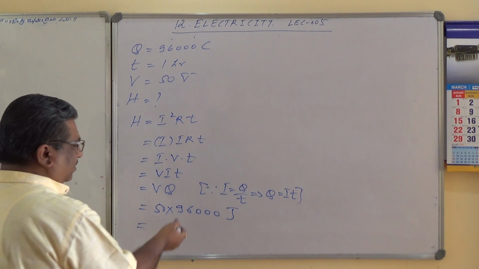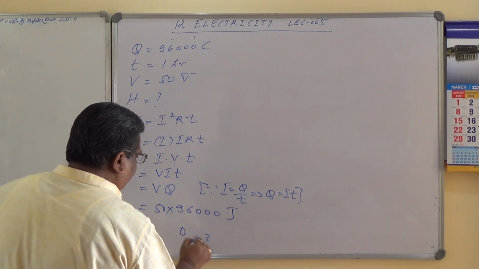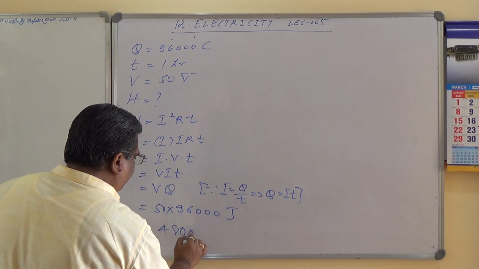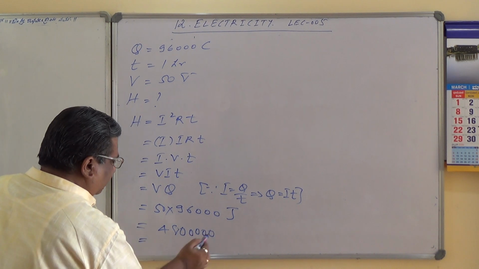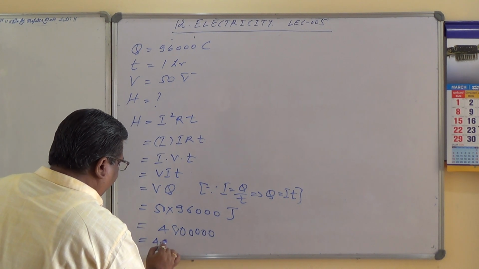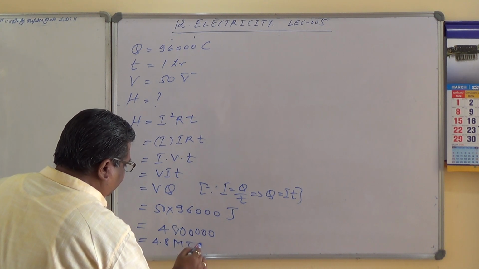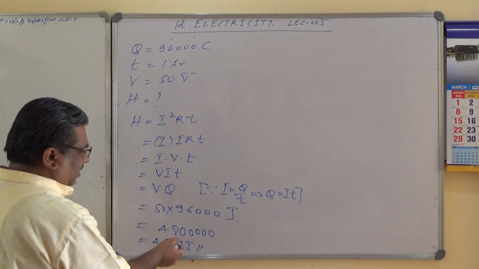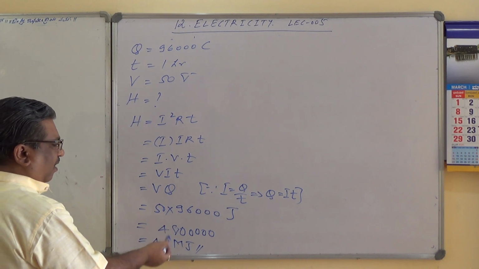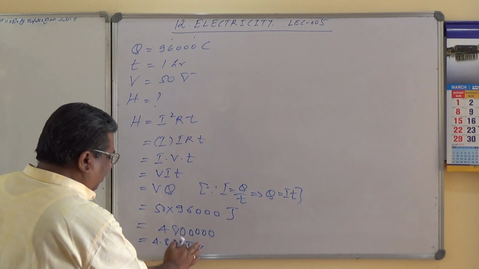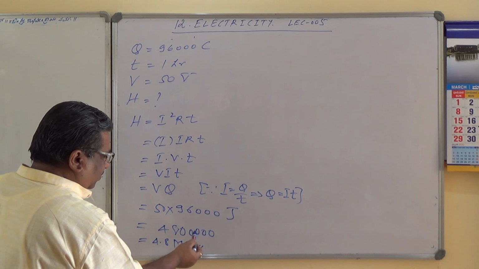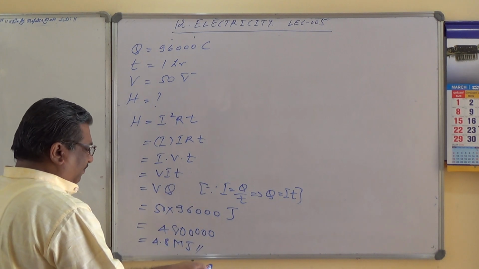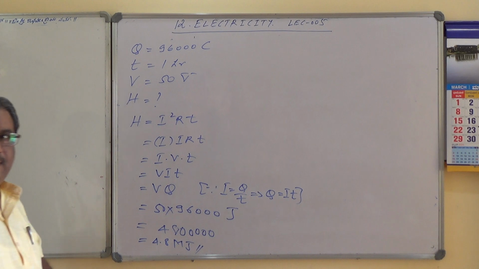Okay, is that it? So this will be 1, 2, 3, 4, 1, 2, 3, 4, which equals 4.8 megajoules, or 4,800 kilojoules, or 4.8 into 10 to the power 6. 1, 2, 3, 4, 5, 6. So 6 places, 10 to the power plus 6. So 4.8 megajoules is the correct answer. Next.